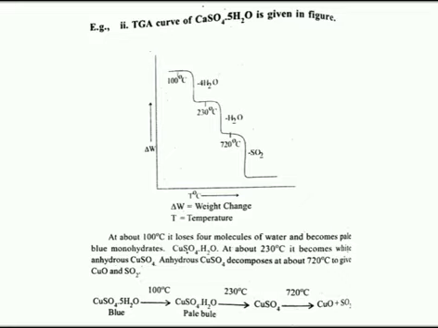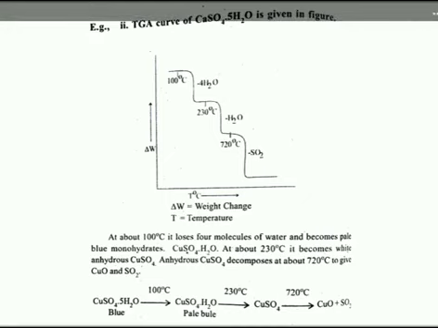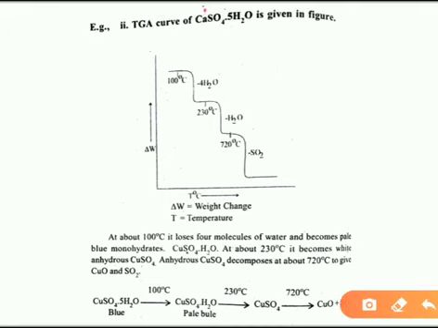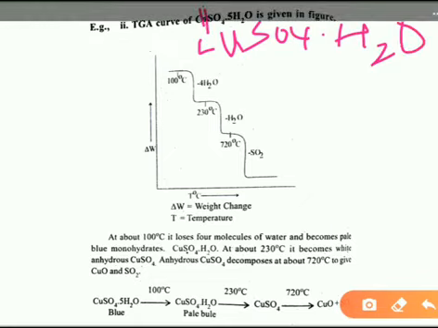So from this we can understand what happens when we heat this copper sulfate pentahydrate. Here it is not calcium, it is copper. Given this is copper sulfate pentahydrate.